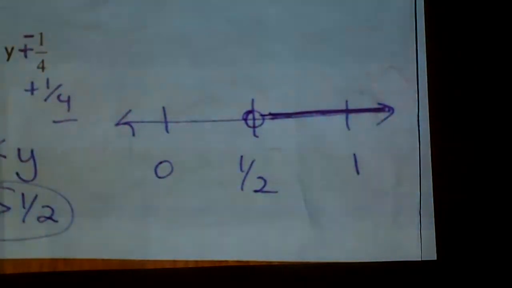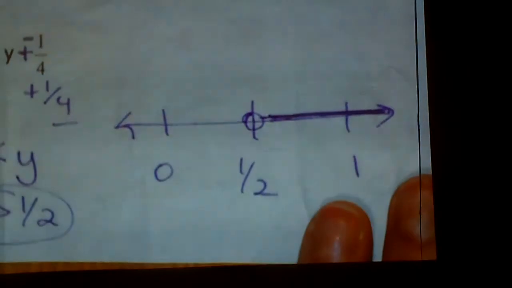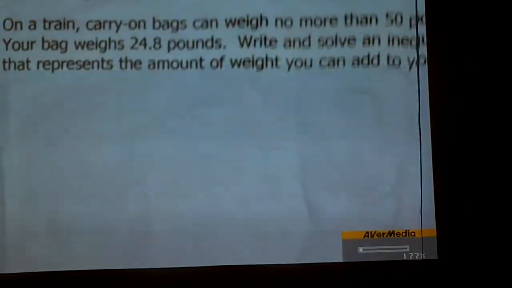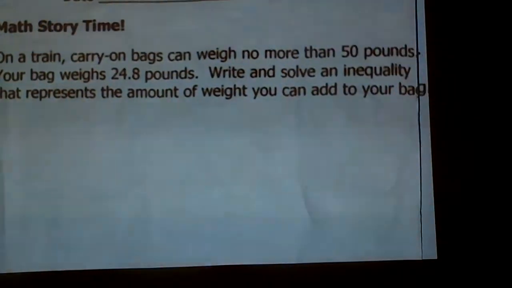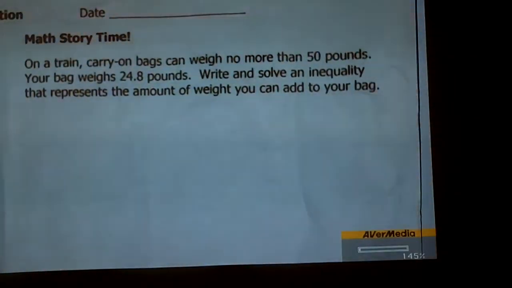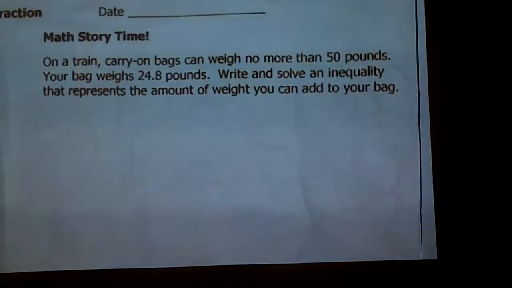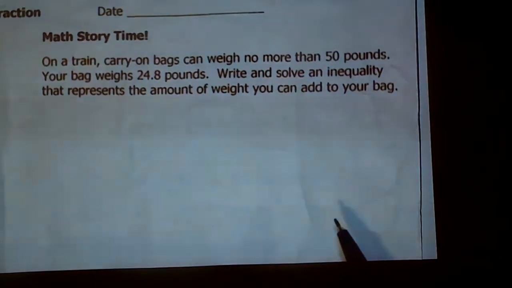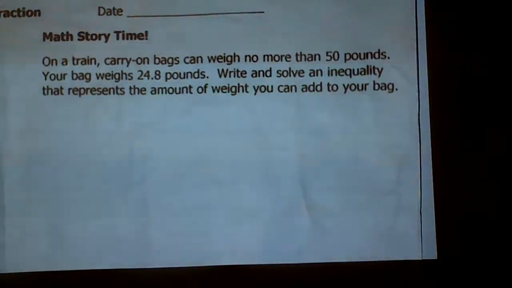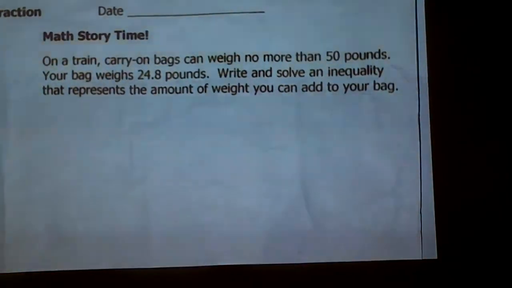Okay, boys and girls, it's time for a math story. Actually, 2 math stories. Very exciting. All right. Everything in math always seems to start with on a train, and then you know, oh, this is going to be awful. I'm just kidding. It's not, though. On a train, carry-on bags can weigh no more than 50 pounds. Your bag weighs 24.8 pounds. Write and solve an inequality that represents the amount of weight you can add to your bag.